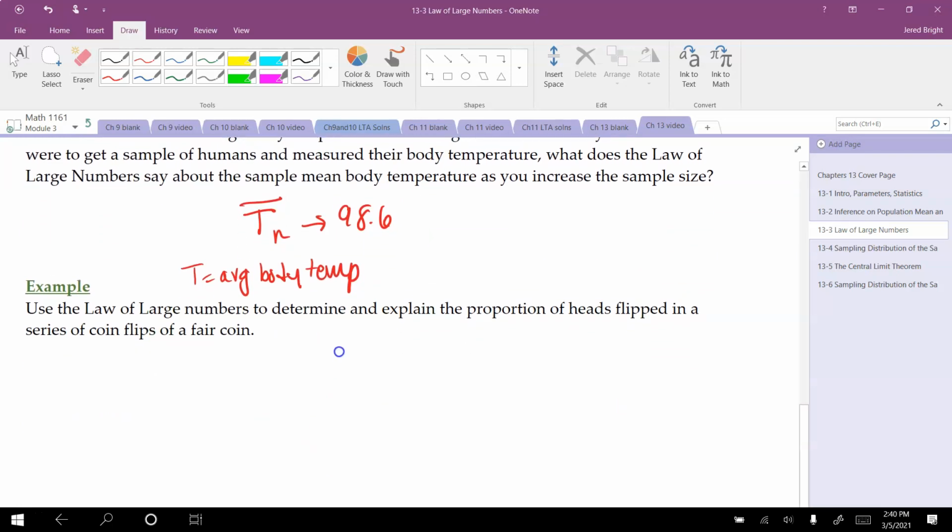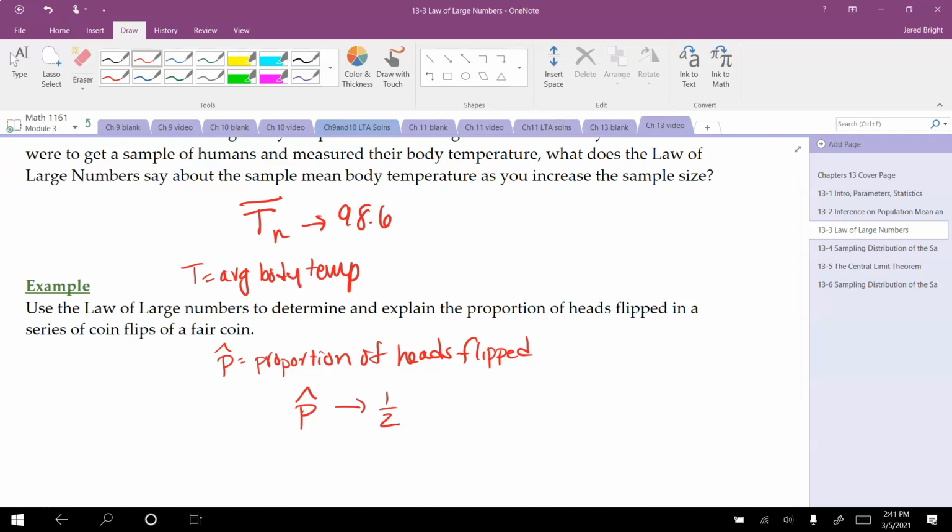Okay, and similarly, if we just change our experiment to be flipping a fair coin, and a fair coin is, one side is heads, one side is tails, and it's equally balanced, all that good stuff. If we're thinking about the proportion for heads flipped, so p hat is going to be the proportion of heads flipped. Okay, we would expect this proportion to approach 1/2, right? Because there's two possible outcomes, and one of the two is a heads.